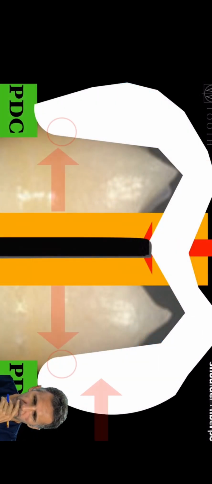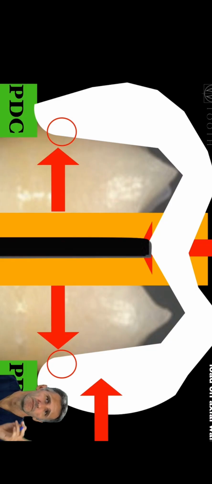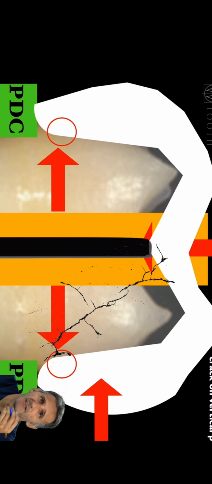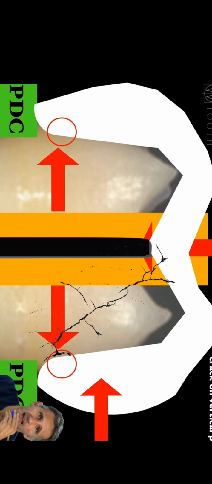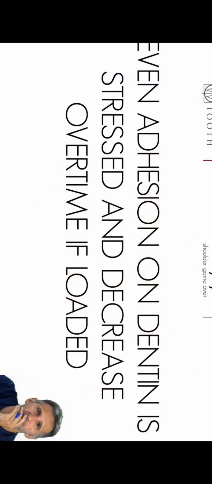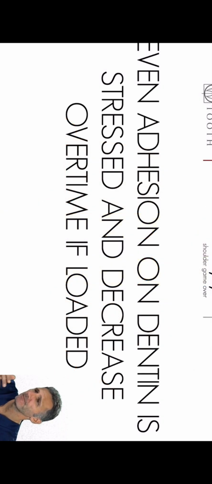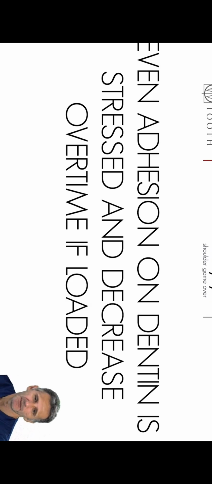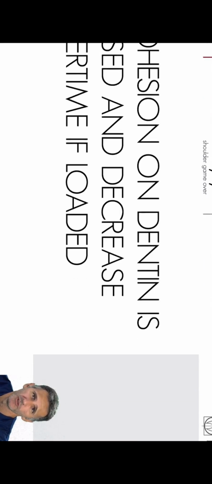This is what happened. The force is applied to the pericervical dentin, and we have the bending, and with the bending we have the fatigue, and we have the accumulation of fatigue, the crack and the fracture. Nothing changed. We just save some time. I don't know, 1 year, 2 years, but the situation does not change in a dramatic way. Because also adhesion is stressed and decreases over time always, and moreover if we load that area.